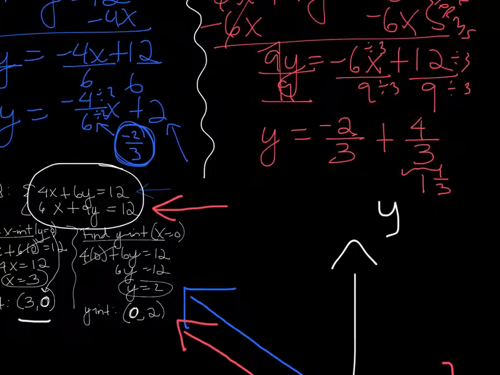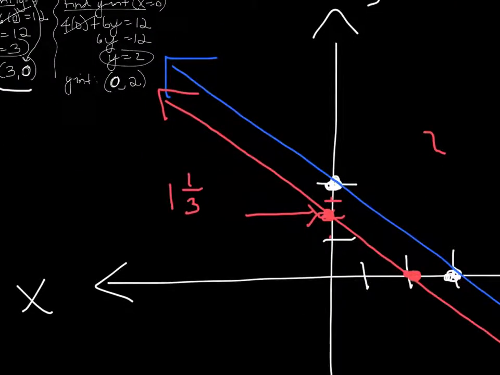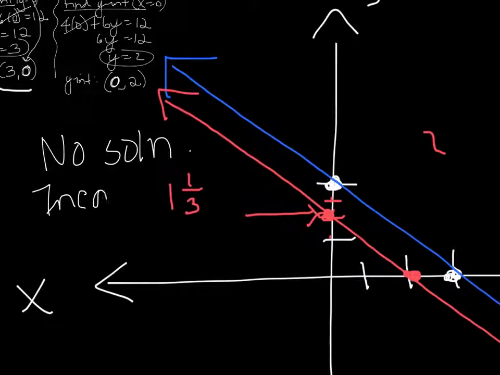So again, notice the slopes are exactly the same. So when the slopes are the same, the lines are going to be parallel. So there is no solution here, or mathematically we say this system is inconsistent. Right, the system is inconsistent. Okay, that's example 2.